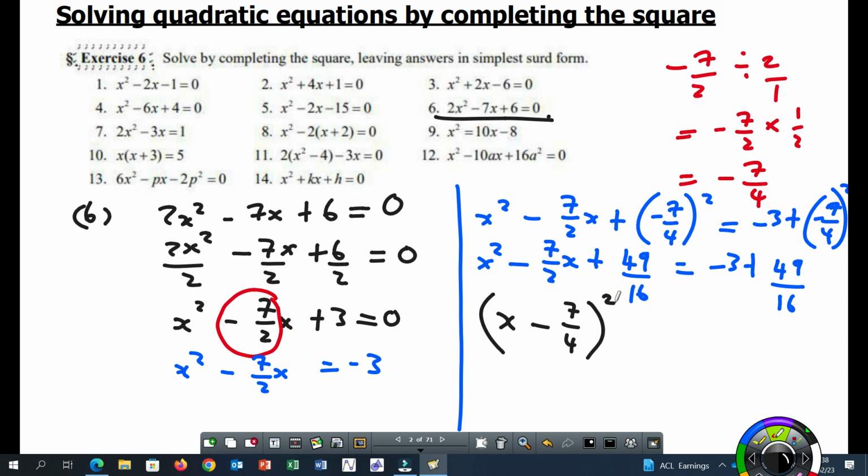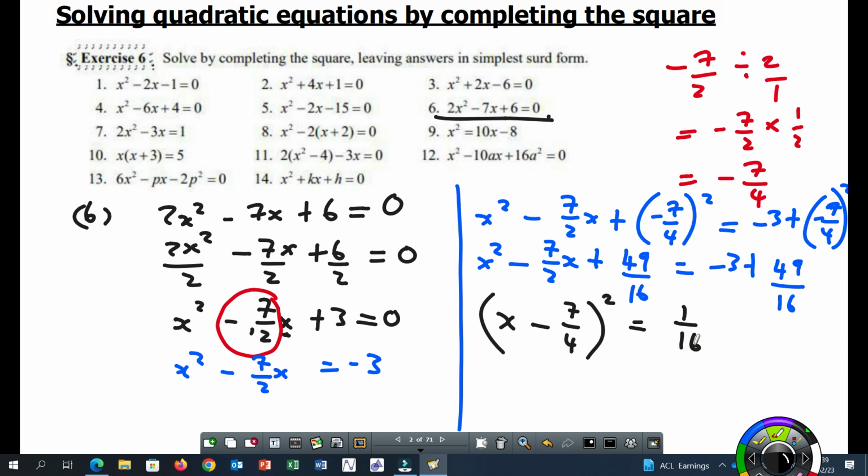You see half of the coefficient of this x here. It's what? Minus 7 over 4. That number, minus 7 over 4, is going to be the second term of your binomial factor every time. So this will be equal to, now here, this is minus 48 over 16. I'll get 1 over 16. Minus 3 plus 49 over 16 will give you 1 over 16.